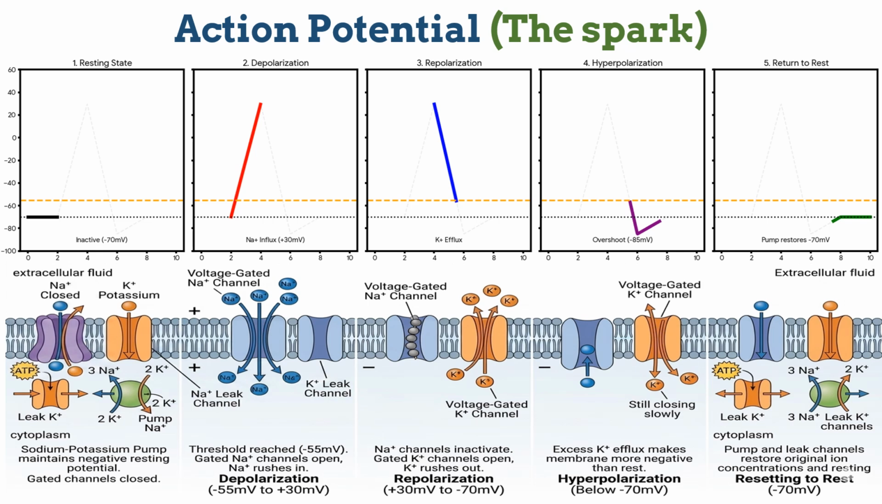At the peak of about +30 millivolts, sodium channels become inactivated while voltage-gated potassium channels open, allowing potassium ions to flow out of the cell and causing the membrane potential to fall during repolarization. Because potassium channels close slowly, the membrane potential briefly becomes more negative than the resting level, producing hyperpolarization. Finally, potassium channels close, sodium channels reset to their closed state, and the sodium-potassium pump restores the original resting conditions.